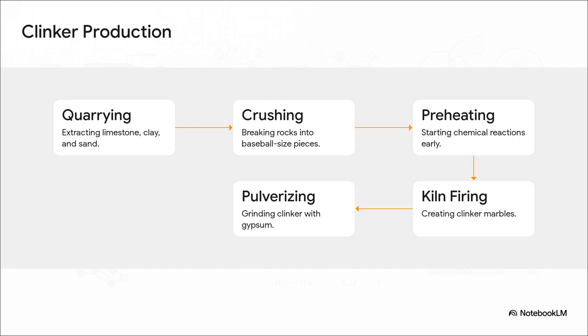Then comes the main event, step 4, kiln firing. This is what actually creates our clinker marbles. And finally, step 5 is pulverizing. Once that red-hot clinker cools down, it's ground up in a ball mill. But wait, here's an absolutely critical detail. During this pulverizing step, they have to add a small amount of gypsum. Why? Well, without gypsum, the resulting cement would suffer from what's called flash setting, meaning the second you mix it with water, it would harden instantly. You definitely don't want that on a job site.